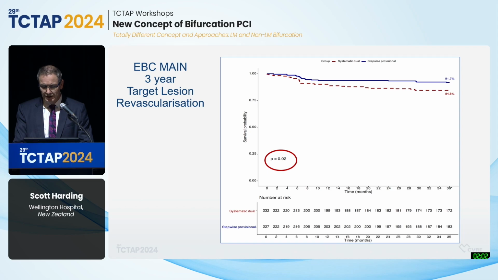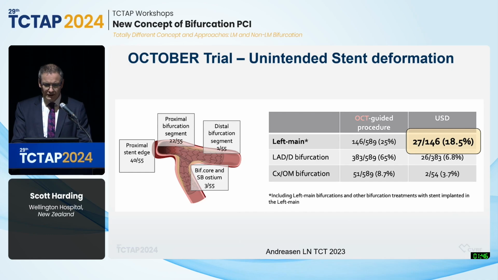And out to 3 years, there was a signal that there was reduced target lesion revascularization with a provisional strategy in EBC main. And again, there are a number of other trials which I can't talk about through time, but which have shown a variety of results from superiority for the two-stent strategy to neutral effects to a superiority for a provisional approach. One of the things I do want to talk about, because I think this is one of the most important pieces of data to come out around bifurcations in the last year, is the October trial and the data on unintended stent deformation.